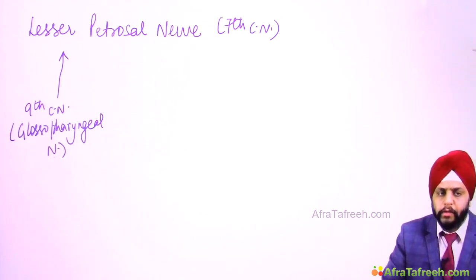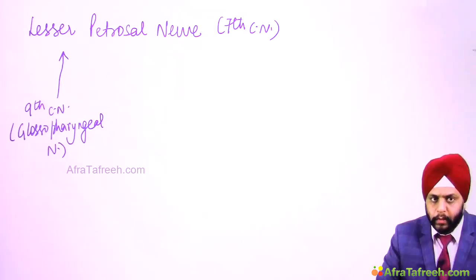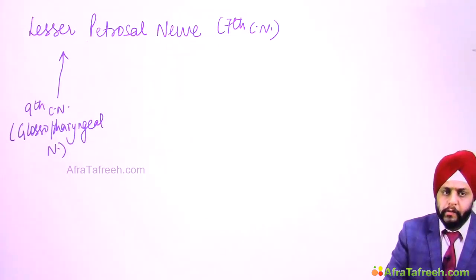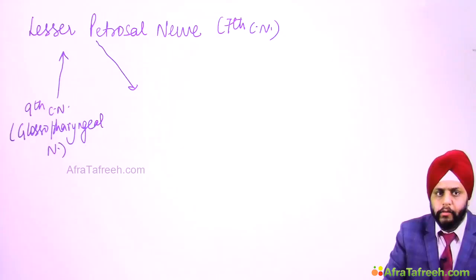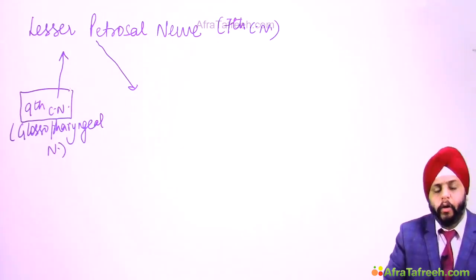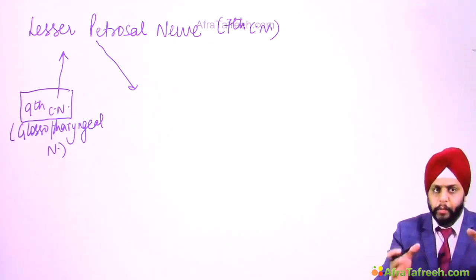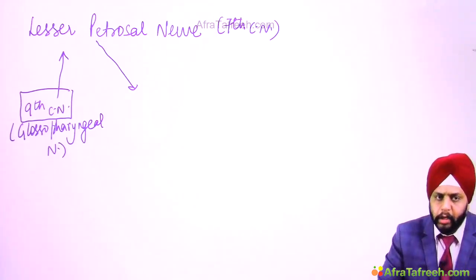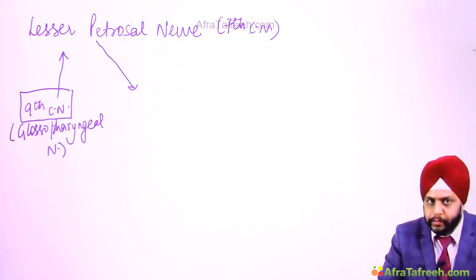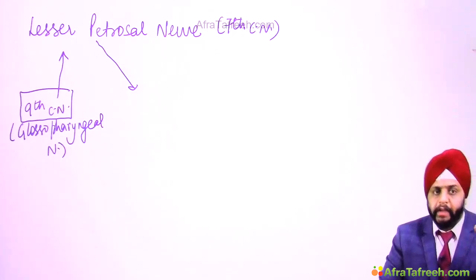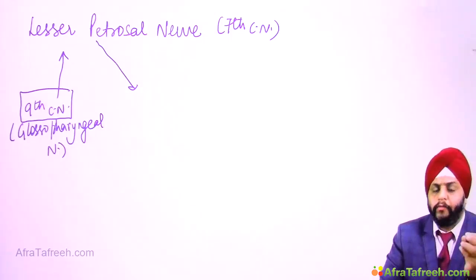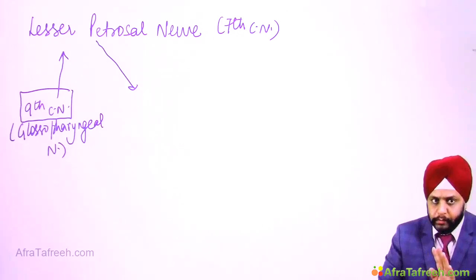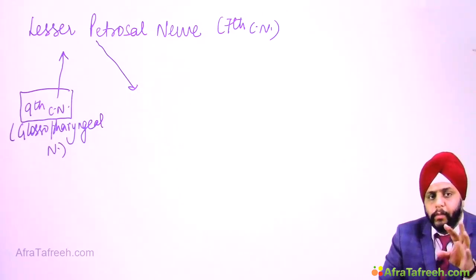So this glossopharyngeal nerve also gives fibers to the lesser petrosal nerve. Thereafter, the lesser petrosal nerve will be known as the daughter of the 9th cranial nerve. She has adopted the lesser petrosal nerve. She has told her, don't worry, I give you fibers. So the lesser petrosal nerve has major fibers from the 9th cranial nerve and only a very small number of fibers from the 7th cranial nerve. So if somebody asks you lesser petrosal nerve is a branch of, your answer should be glossopharyngeal nerve, the 9th cranial nerve.